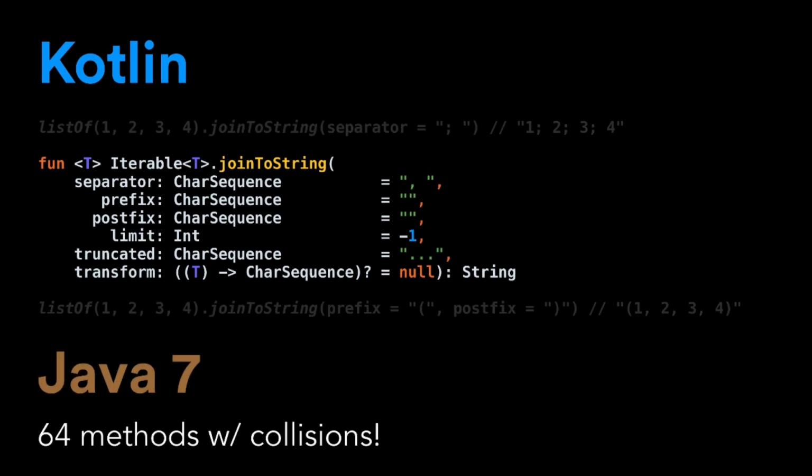So the answer is 64, right? Because you have to have every combination of all these types. But you're also going to run into an additional problem, which is that 4 of these parameters have the same type. They're of type character sequence. And Java's methods need to be unique in terms of their name and signature, like the types of the parameters.